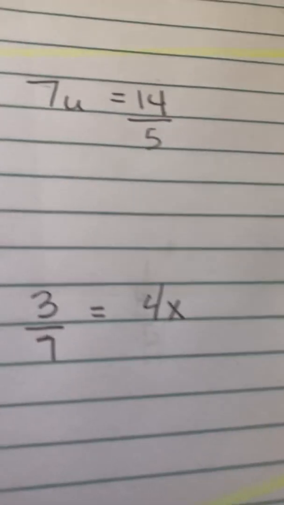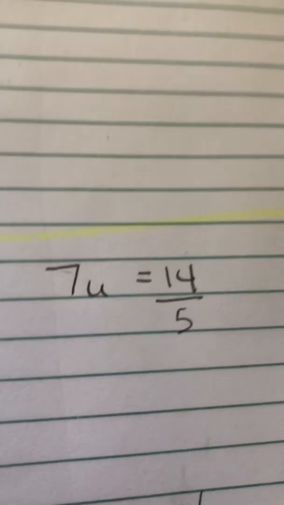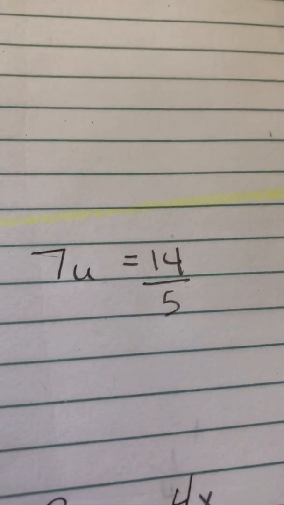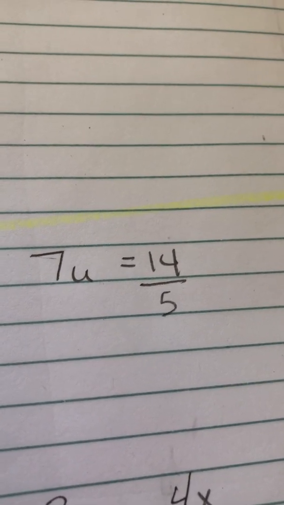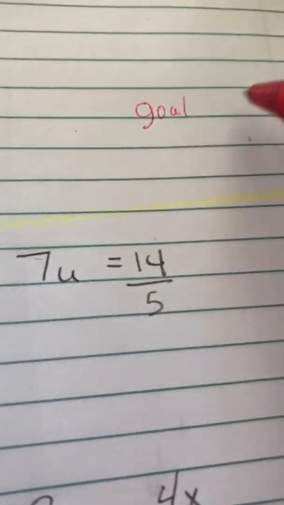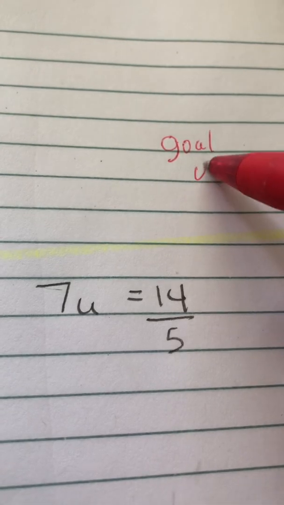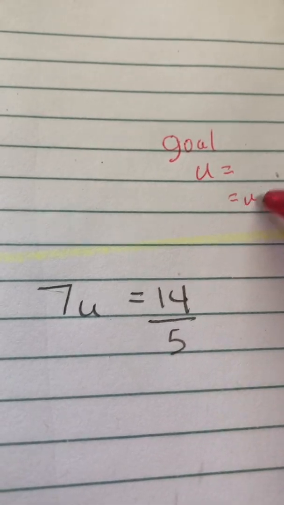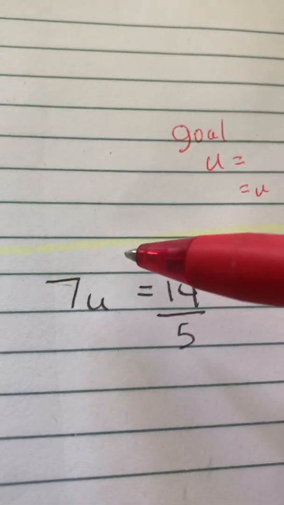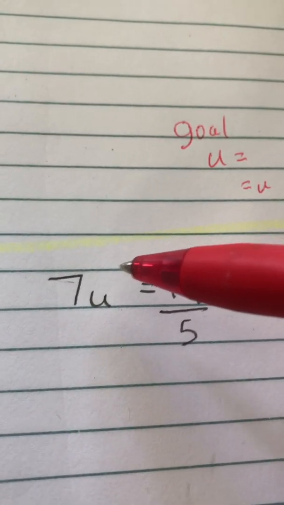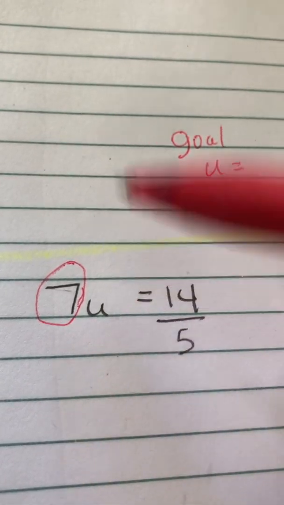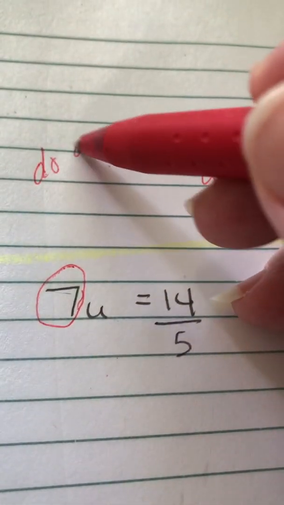So anytime we want to solve an equation, no matter what it looks like, no matter what letters or fractions or decimals, or what the numbers are, the goal is to get the letter alone. So for this one, we want it to say u equals. And we're always wanting to get rid of whatever's with the letter. In order to get rid of what's with the letter so that it just has the u here, you do the opposite of what's currently happening.